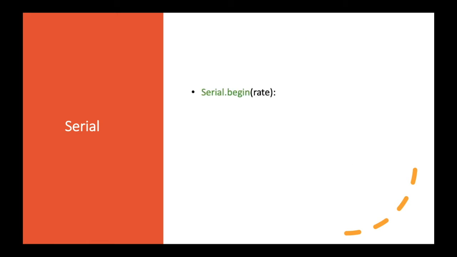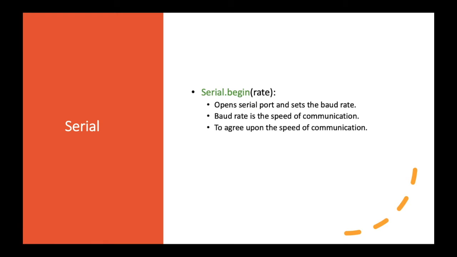The very first function that is used for serial communication is serial.begin. This function basically opens the serial port and sets the baud rate. Baud rate is basically the speed of communication. When two devices try to communicate with each other, they must send the data at the same rate. So this rate is called the baud rate.